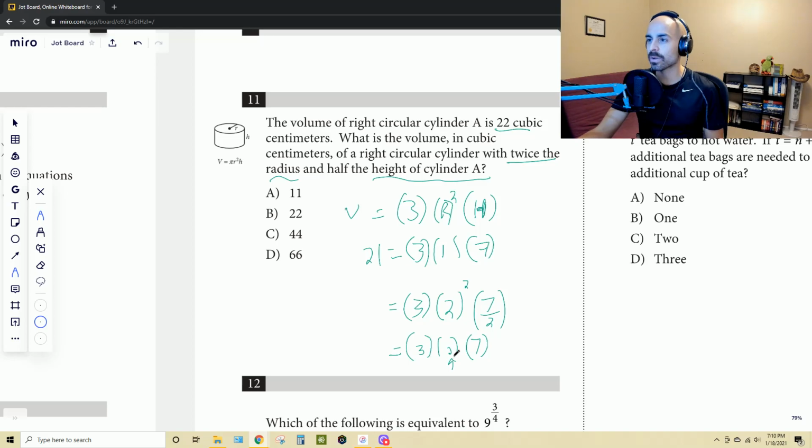Right off the bat, I can see, well, the only thing that's really changed from here to here is that it's gone up by 2. So that means that it's doubled. But we can also see that this becomes 42, and the closest answer is C, 44.